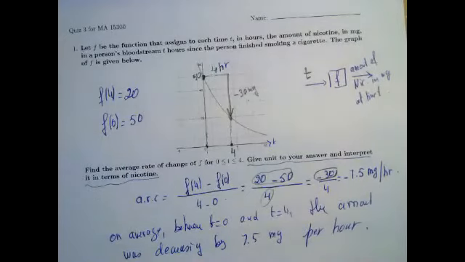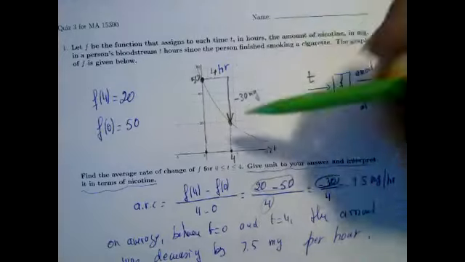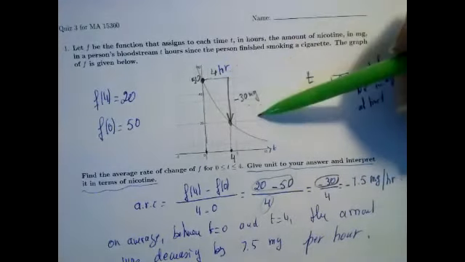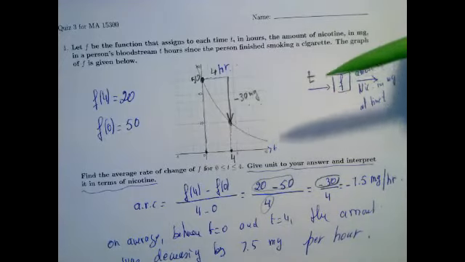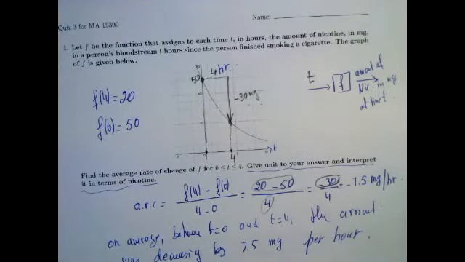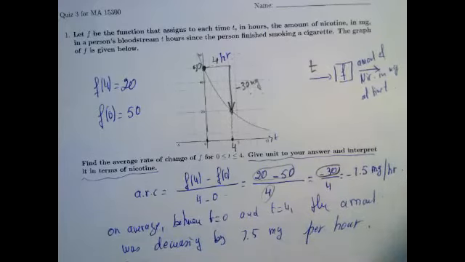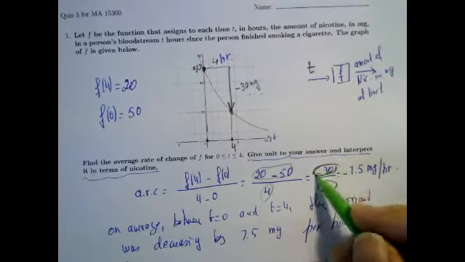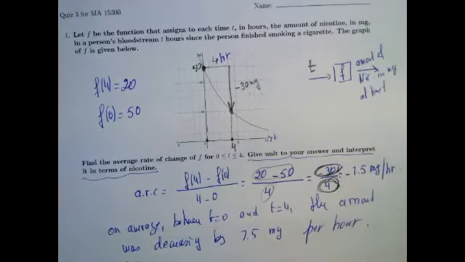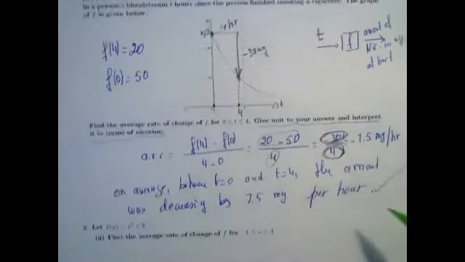Okay, so that's what it means on average. Not exactly on average. Sometimes it was decreasing less, sometimes it decreased more. On average, it's decreasing by 7.5 milligrams per hour. So remember, always it's a question of speed. It's how fast the nicotine changes with time, how fast milligrams change per hour. Okay, so that was for the first one.